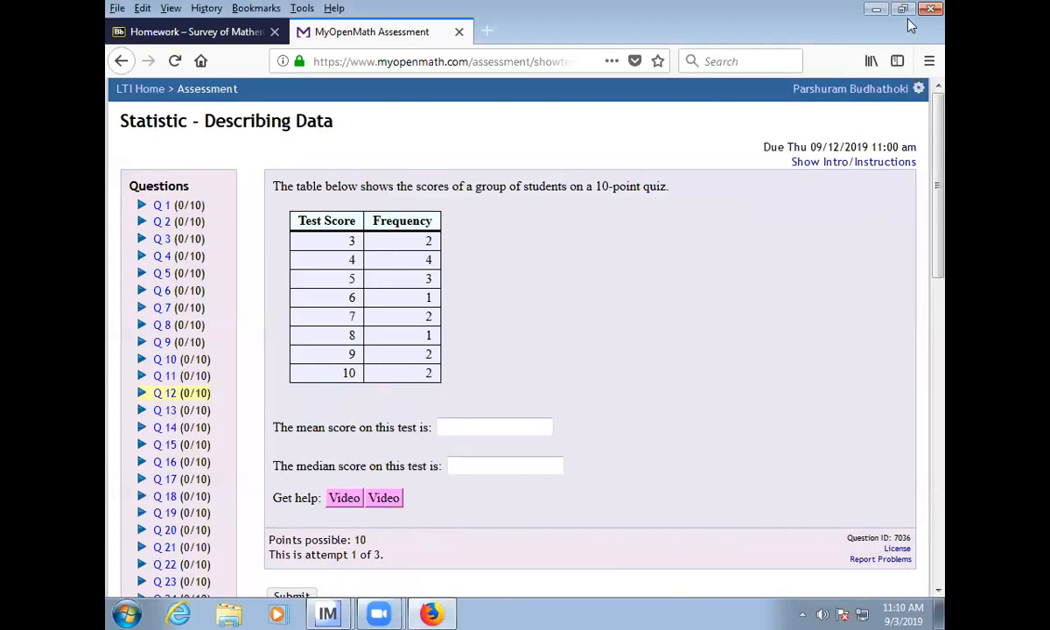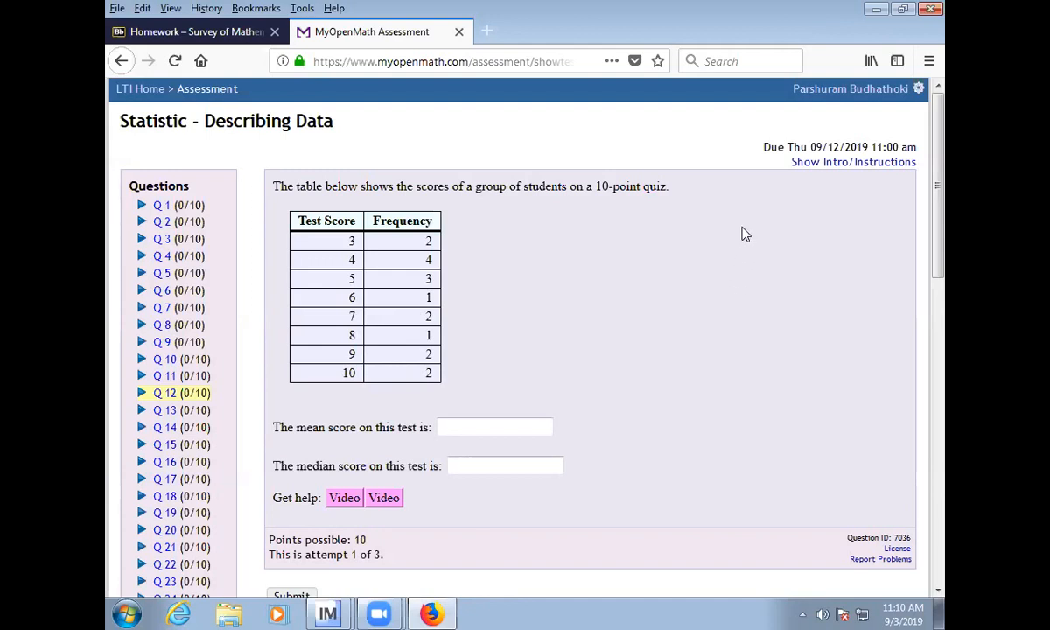This is the data, right? And the data is 3, 4, 5, 6, 7, 8, 9, 10, and these are the frequencies. Frequencies means it's a repetition. 3 is appearing two times. 4, test score 4, there are 4 people with 4 score. 5, there are 3 students with 5 score. 6, there is 1. 7, there are 2. 8, there is 1. 9, there are 2. And 10, there are 2.